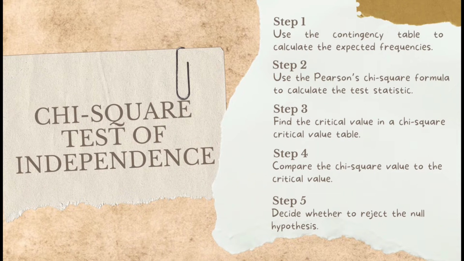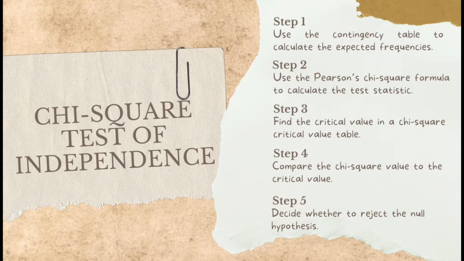So in the last step, if the x squared value is greater than the critical value, then the difference between the observed and expected distributions is statistically significant. The data allows you to reject the null hypothesis that the variables are unrelated and provides support for the alternative hypothesis that the variables are related.